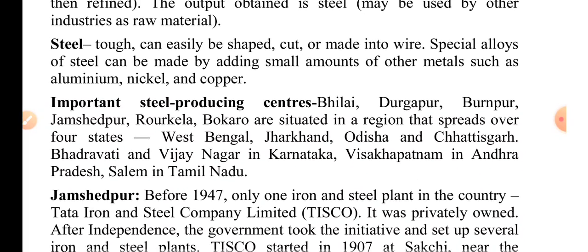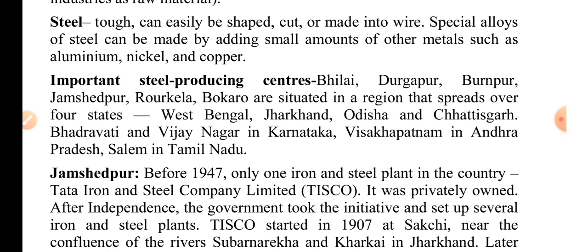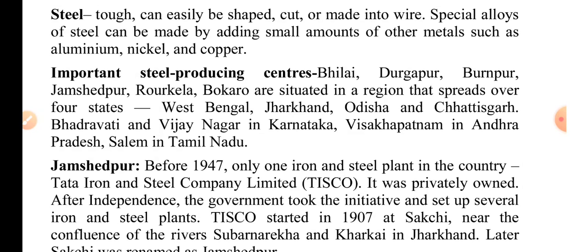Next is steel. Steel is tough and can easily be shaped, cut, or made into wire. Special alloys of steel can be made by adding small amounts of other metals such as aluminum, nickel, and copper. Important steel producing centers of India: Durgapur, Burnpur, Jamshedpur, Rourkela and Bokaro are situated in a region that spreads over four states, that means West Bengal, Jharkhand, Odisha, and Chhattisgarh. Also Bhadravati and Vijayanagar in Karnataka, Visakhapatnam in Andhra Pradesh, and Salem in Tamil Nadu.